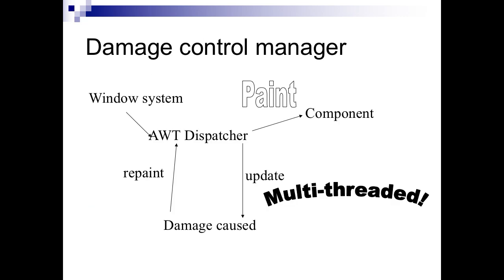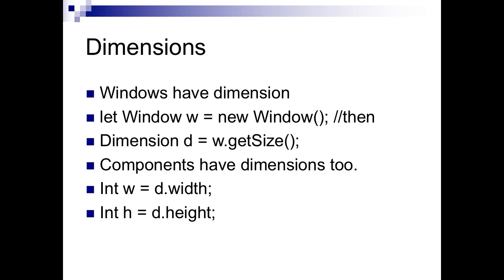So the damage control manager is a thread, and it runs inside of the Windows system, invoking the repaint method and the update for a component. And because windows have dimension, you can call w.getSize, which returns a class instance called dimension d, and it'll have width and height. It'll also have an x and a y.